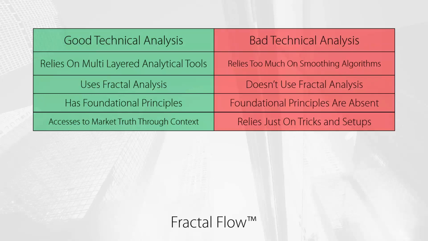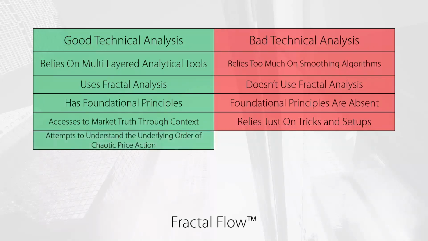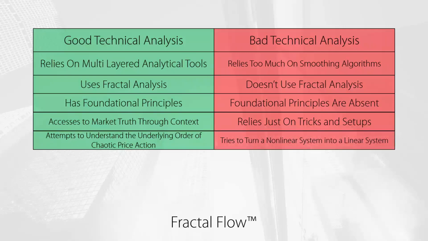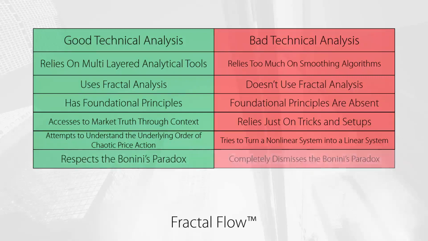Good technical analysis tries to go in the direction of price-action noise with the intent to find its underlying order, while bad technical analysis tries to obfuscate price-action noise in a naive attempt to turn a nonlinear dynamic into a linear dynamic through simple formulas. Good technical analysis respects the Bonini's paradox, while bad technical analysis is completely alienated from it.